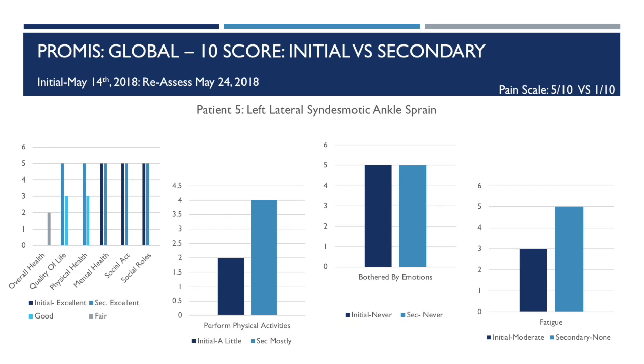Our fifth and final patient has a left lateral syndesmotic ankle sprain. Initial evaluation date was May 14th, and reassessed was on May 24th of 2018. Pain scale, initially his pain was 5 of 10, that decreased to a 1 of 10 over the 10-day treatment. He does seem to have some decreased physical fitness activities as well as a fatigue factor. Overall, his health seems to be fair. Given the 10-day treatments, you do see an increase with the generic scale.